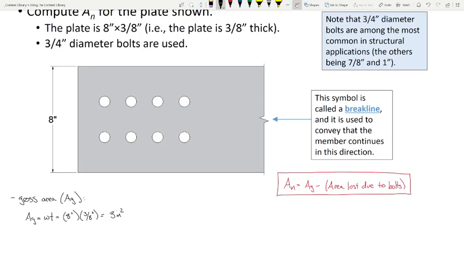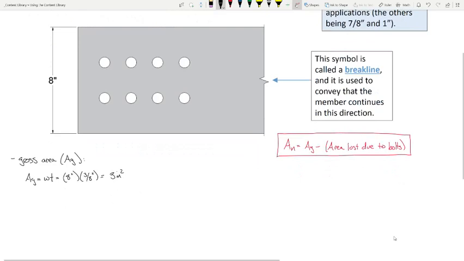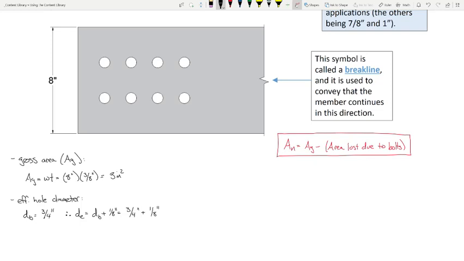Now, let's look at the hole diameter. Okay, so the effective hole diameter. So if I know that the bolt diameter is 3/4 of an inch, to make sure everybody was paying attention, how do I compute the effective hole diameter? I add 1/8, exactly. So d_h equals 3/4 plus an 1/8, 7/8 of an inch. Not too shabby, right? Pretty easy. All right.